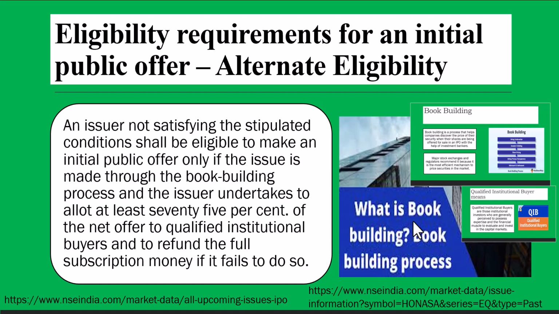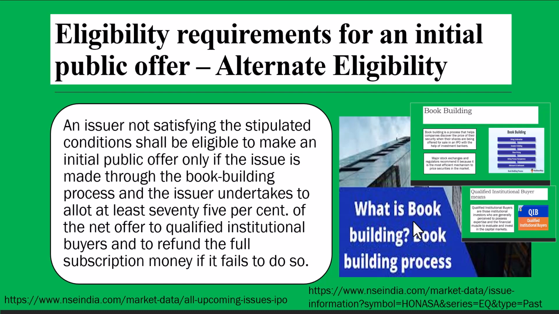The issuer not satisfying the stipulated conditions shall be eligible to make an initial public offer. So he can still go for an IPO if the issue is made through, there are two conditions, the book building process. So they have to follow a book building process, and we're going to understand what that means, and undertake to allot at least 75% of the net offer to qualified institutional buyers and refund the full subscription money if it fails to do so. So that means two things: book building and qualified institutional buyers.